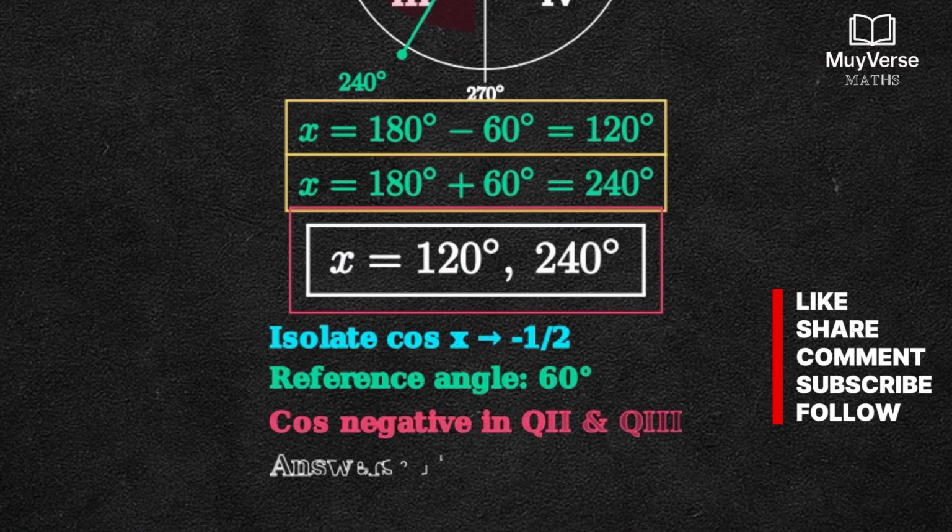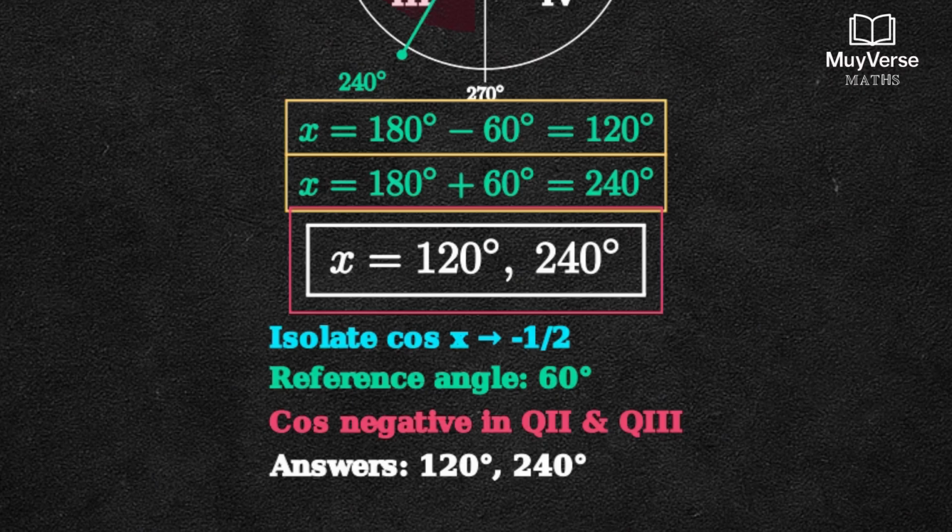Recap. Isolate cosine x. Find the 60-degree reference angle. Choose quadrants 2 and 3, where cosine is negative, and compute 120 and 240 degrees.